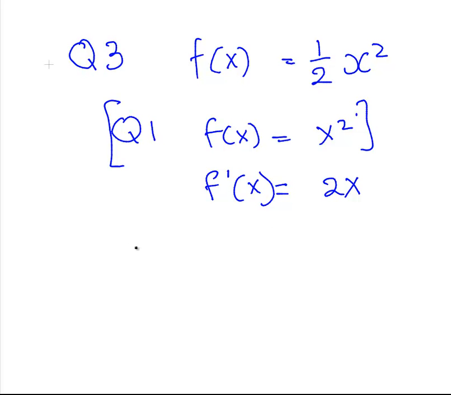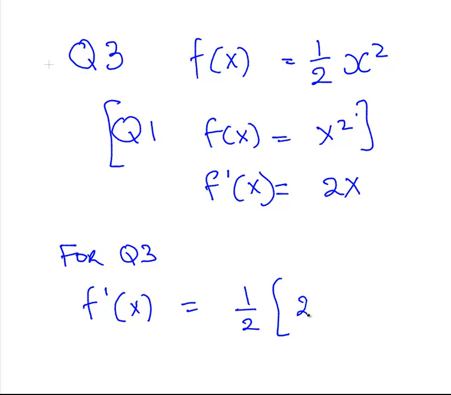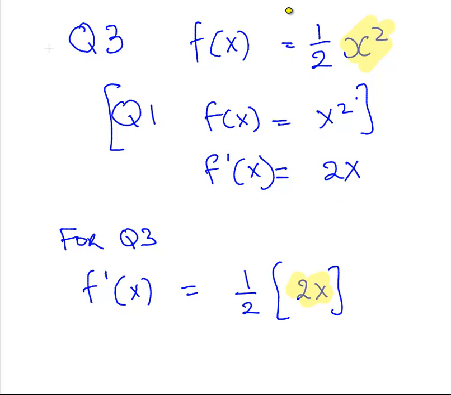Essentially, for our question 3, our derivative is 1/2 of 2x, because the derivative of x squared is simply 2x, as we saw earlier, but because we have this 1/2 here, we also have to include it down here. So we have 1/2 times 2x, which simply gives us x. So that was a short one. The next one is question 4.